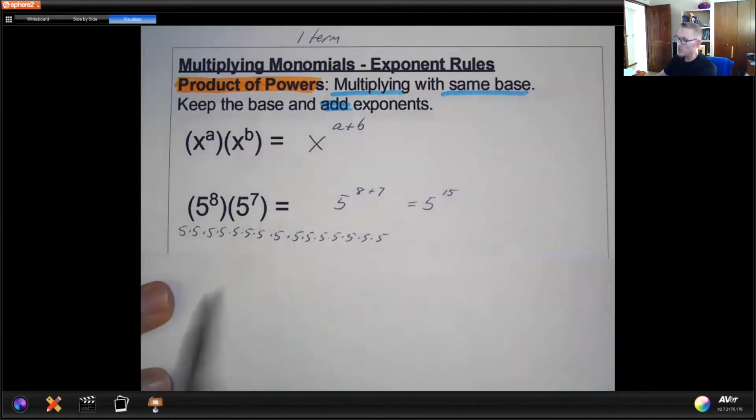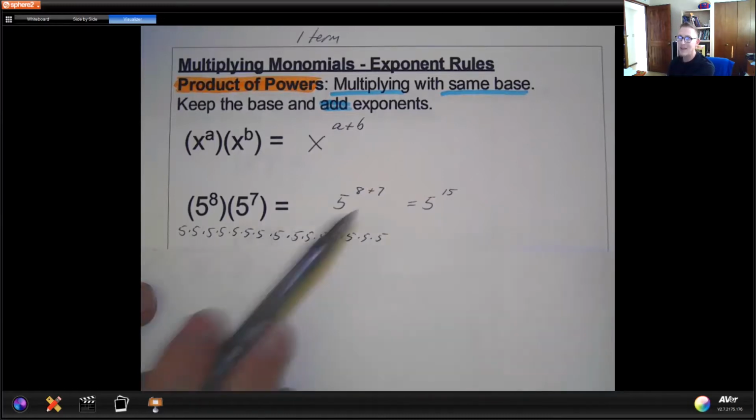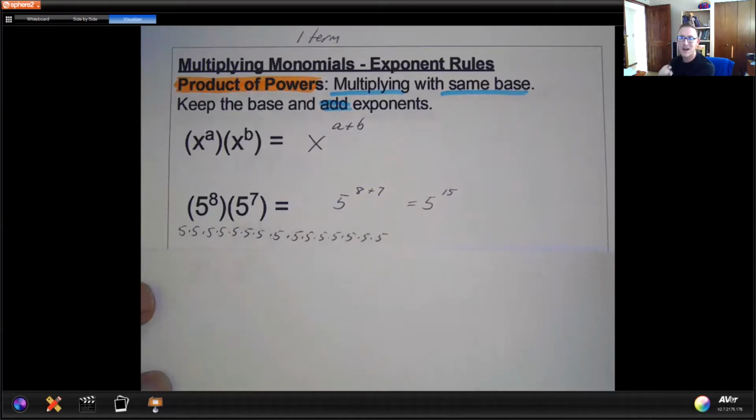So what I want you to notice is when I expand those out, I now have the same base being multiplied by itself 15 times. And that 15 is the 8 and then 7 more. And that's why we add the exponents, but the base does not change because the exponent was an instruction about how many times I multiply that base.